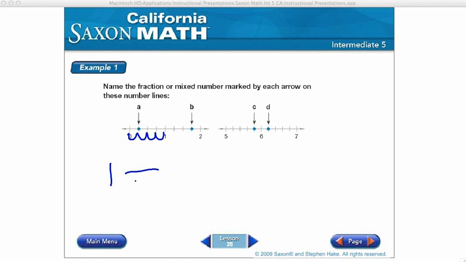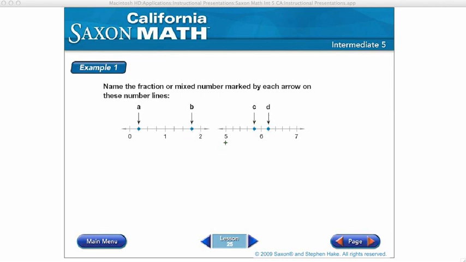So I know my denominator will be a 4. But now I need to count to find my numerator. So this time I start at 1 because that's my lowest whole number before my dot. And I count 1, 2, 3 spaces to the B. So 3 is my numerator. So point B is at 1 and 3/4. All right, let's go and look at the other number line at point C.